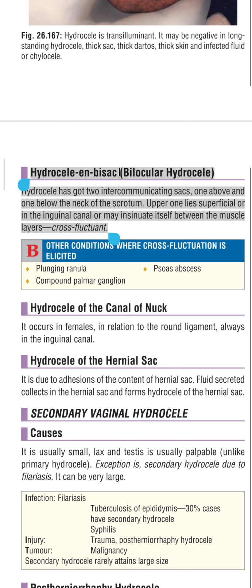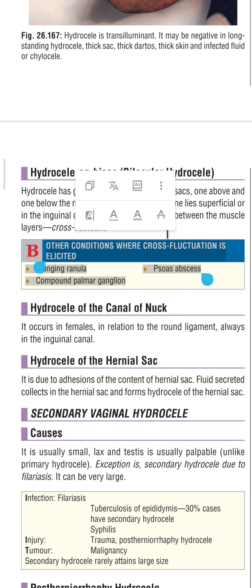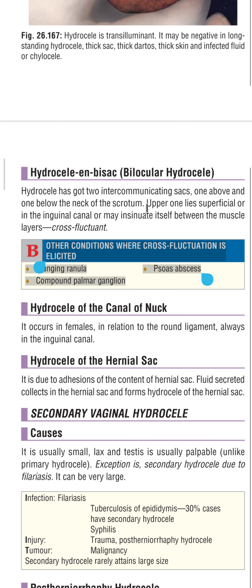Hydrocele en bisac, bilocular hydrocele. Hydrocele has two intercommunicating sacs, one above and one below the neck of the scrotum. Upper one lies superficial or in the inguinal canal or may insinuate itself between the muscle layers, cross-fluctuant. Other conditions where cross-fluctuation is elicited: plunging ranula, compound palmar ganglion, psoas abscess.